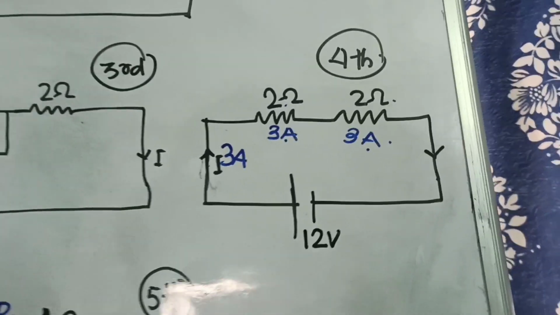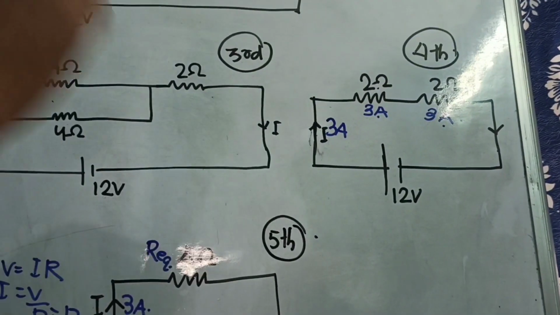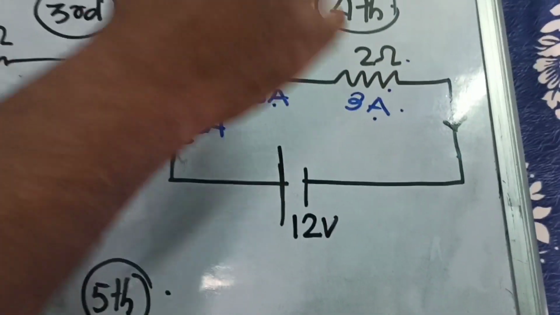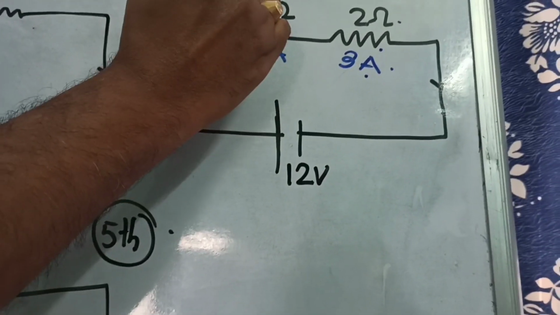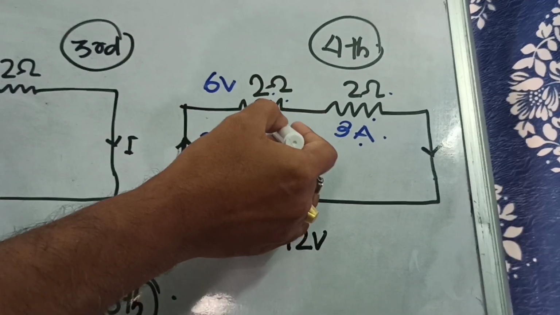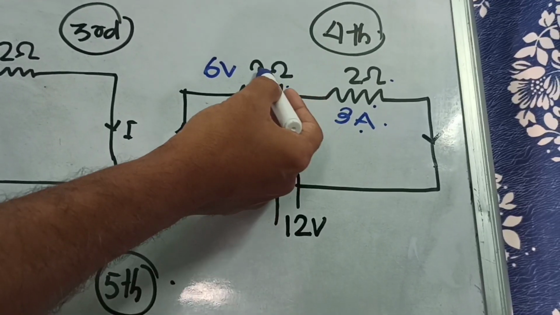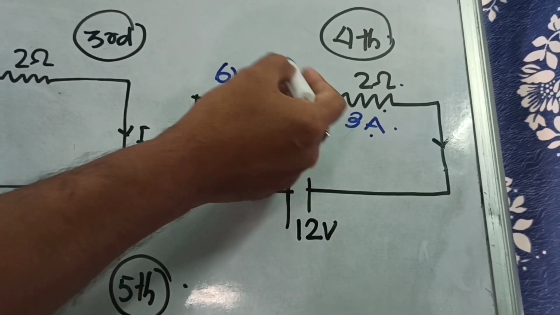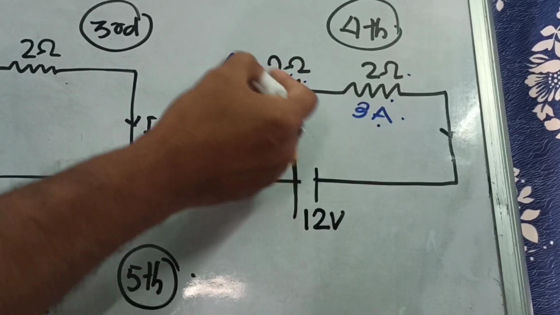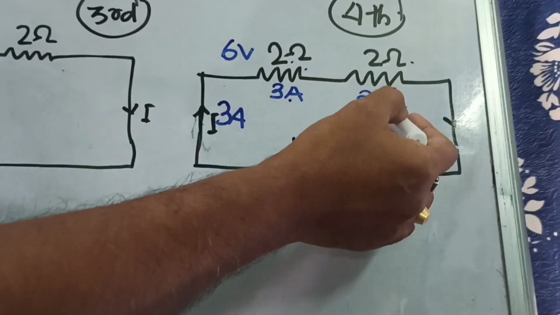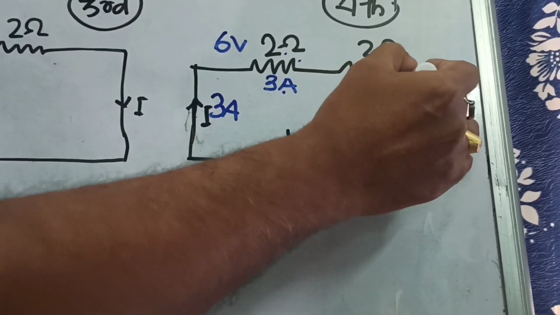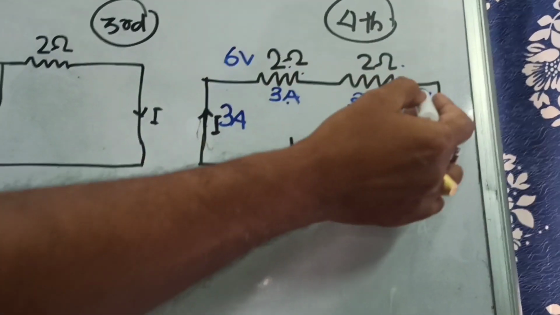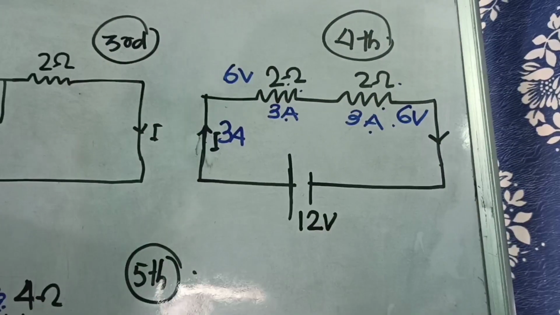Now, if a student is able to calculate the voltage drop across this and across this, it will definitely be 6 volt. Why? By applying V is equal to IR. So I is equal to 3 ampere and R is equal to 2 ohm. So V is equal to IR, 3 into 2, 6 volt, and here also V is equal to IR, 3 into 2, 6 volt. So here it will also be 6 volt. Now you see 6 volt plus 6 volt, finally it will again be 12 volt.